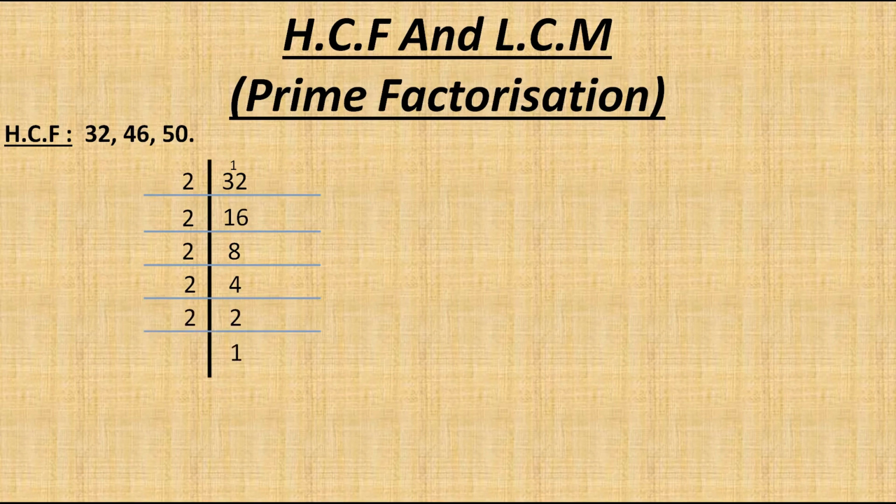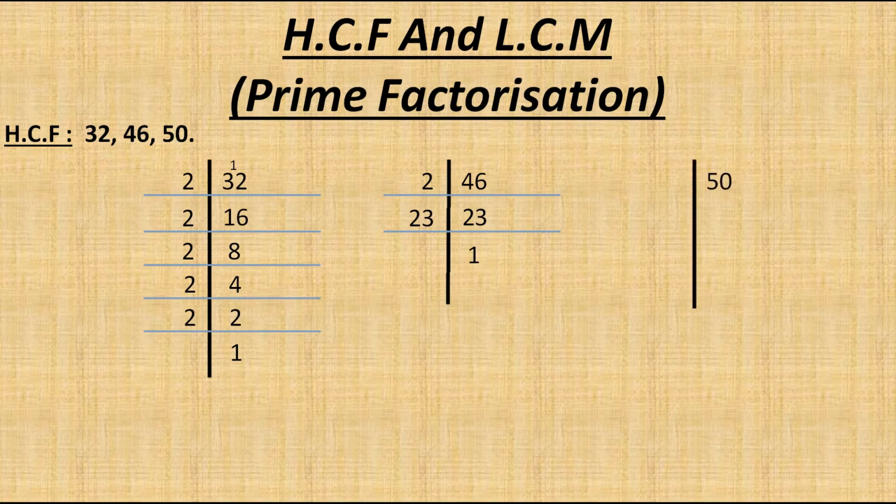Okay. Next number is 46. Here 2 2s are 4 will come. Then 2 3s are 6. And 23 is a prime number. Therefore 23 1s are 23. Okay. Now the next number is 50. Here 2 2s are 4 will come. Then we got the remainder as 1, that we will put in front of 0. Therefore it became 10. So 2 5s are 10.